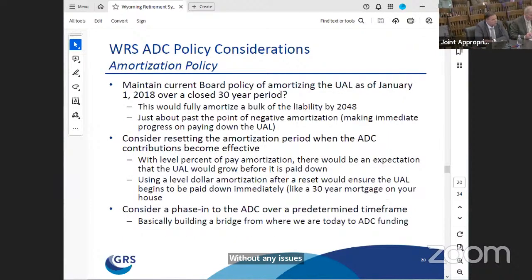Moving on to slide 20, one of the biggest decision points when it comes to an actuarially determined contribution is how we want to pay off that unfunded accrued liability. That's what we call the amortization policy.